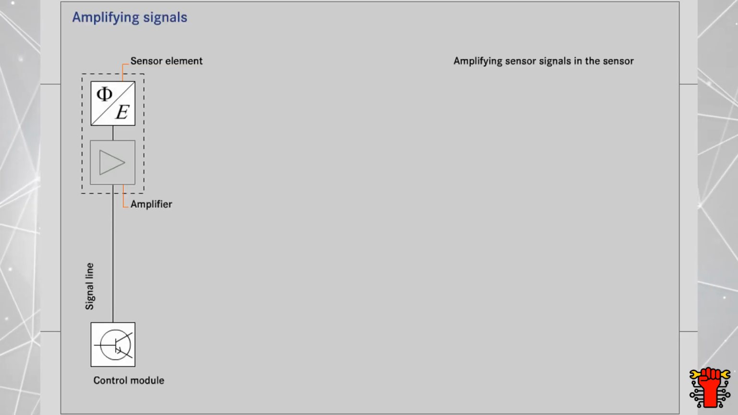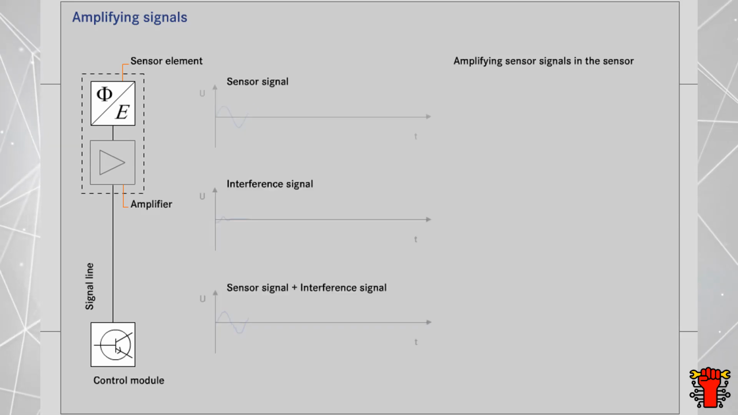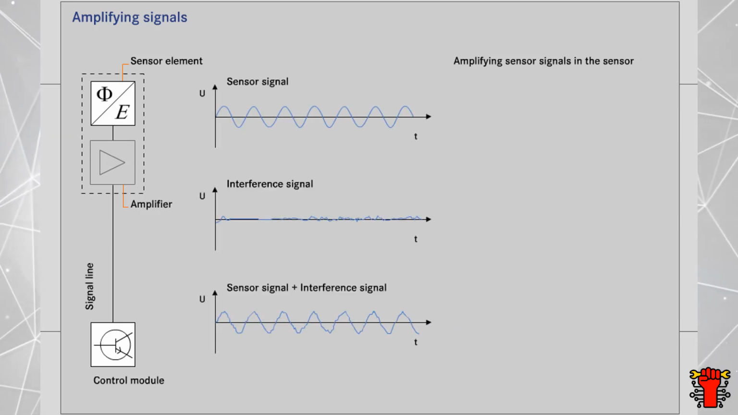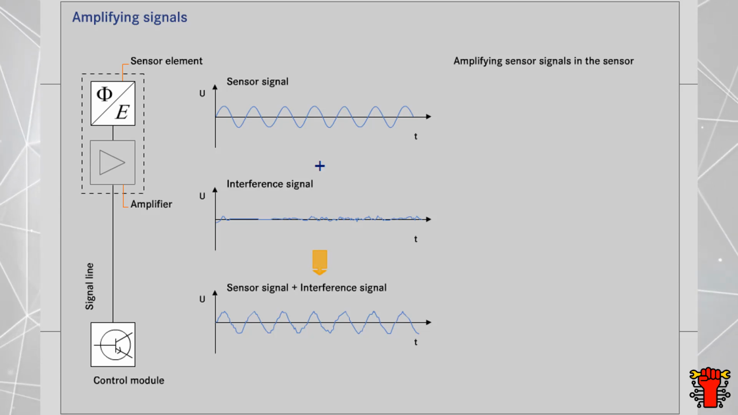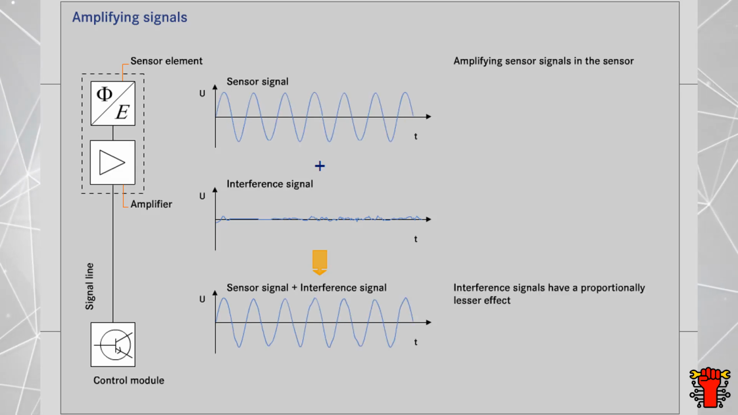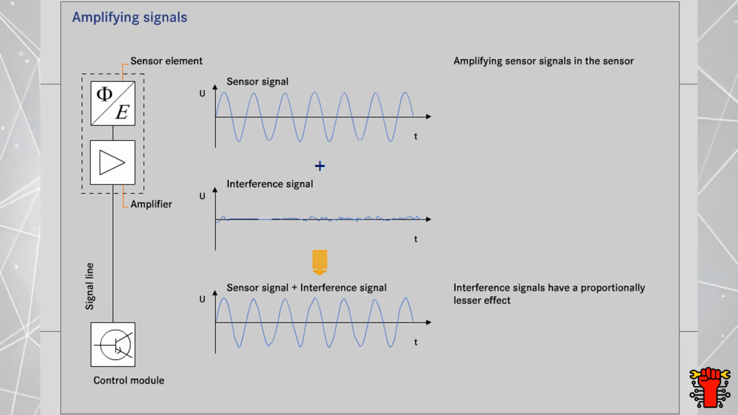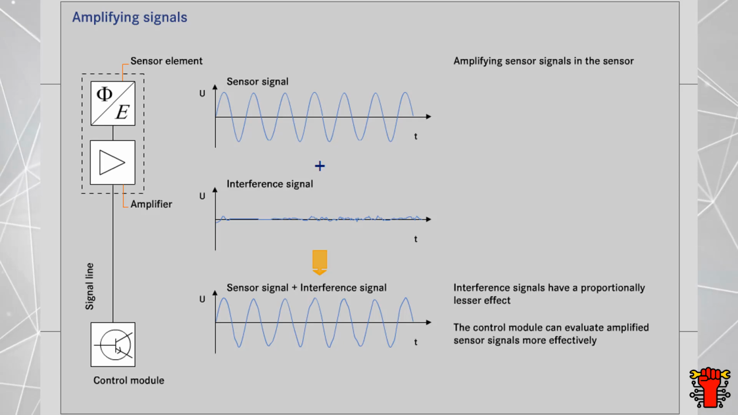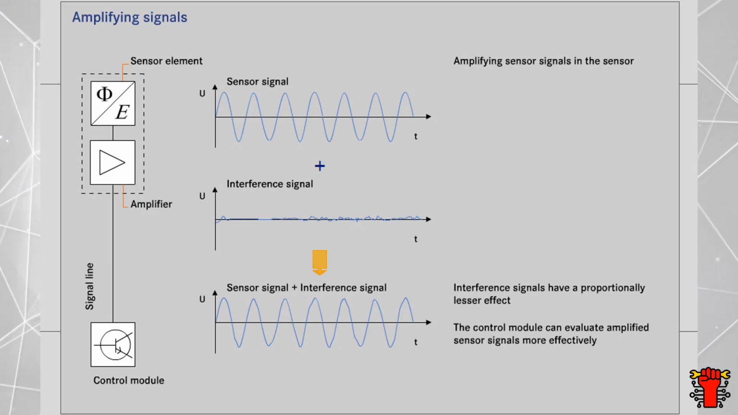One simple procedure to reduce electromagnetic interference is to amplify the sensor signals in the sensor. Here's the example of the sinusoidal sensor signal, which you are already familiar with from the previous page. By amplifying the useful signal in the sensor, the interference signals have a proportionally lesser effect than they do on non-amplified signals. As a result, the control module can evaluate the signal more effectively.